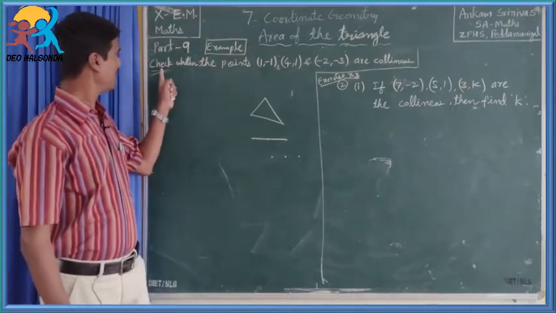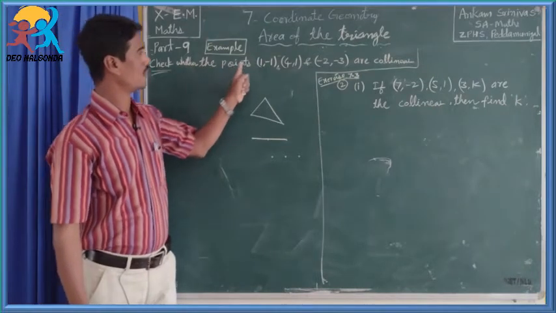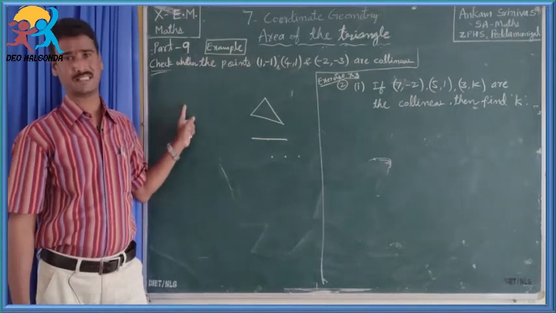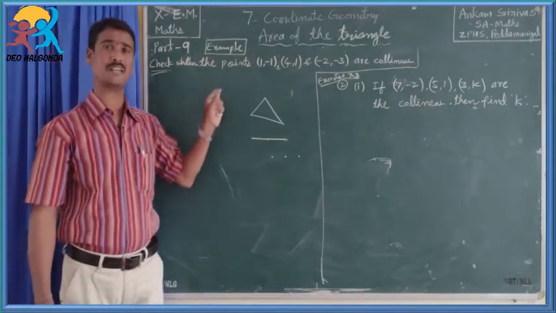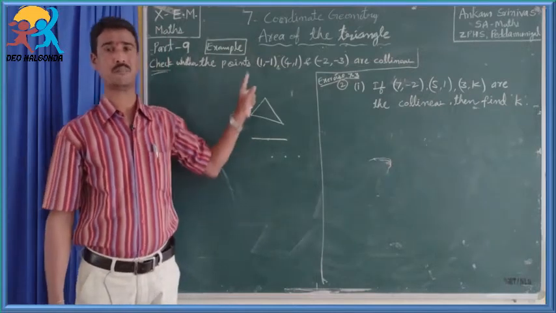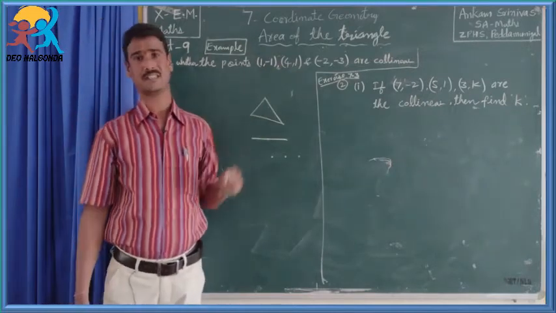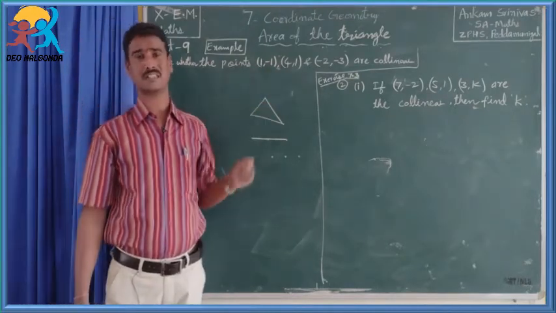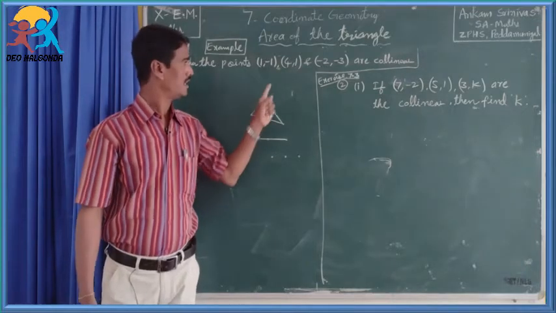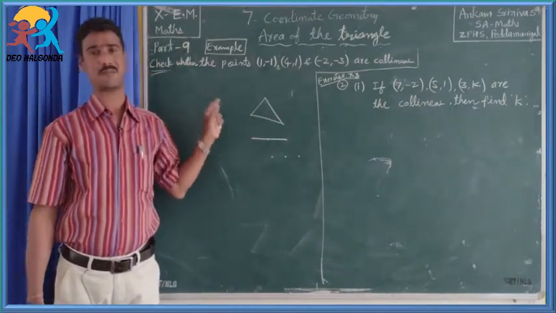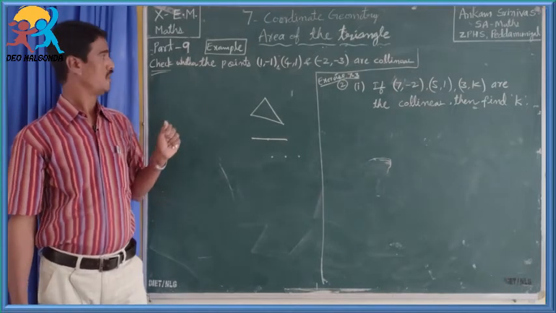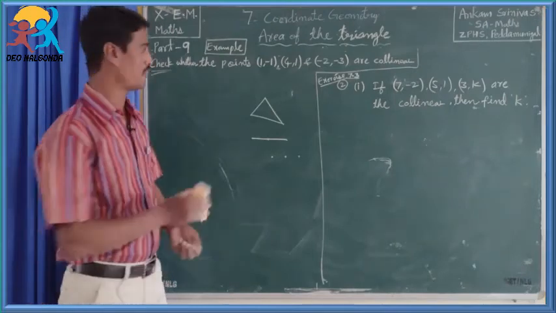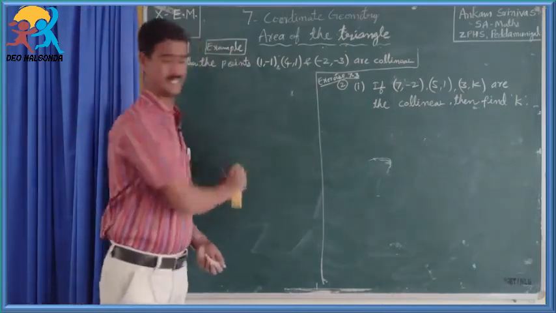So to check whether the given points are collinear or not, you have to find the area of the triangle. If the area of the triangle becomes 0, then the given points are collinear. If the points are non-collinear, then the area will be some non-zero value. So to check whether the given points are collinear or not, you have to find the area of the triangle.